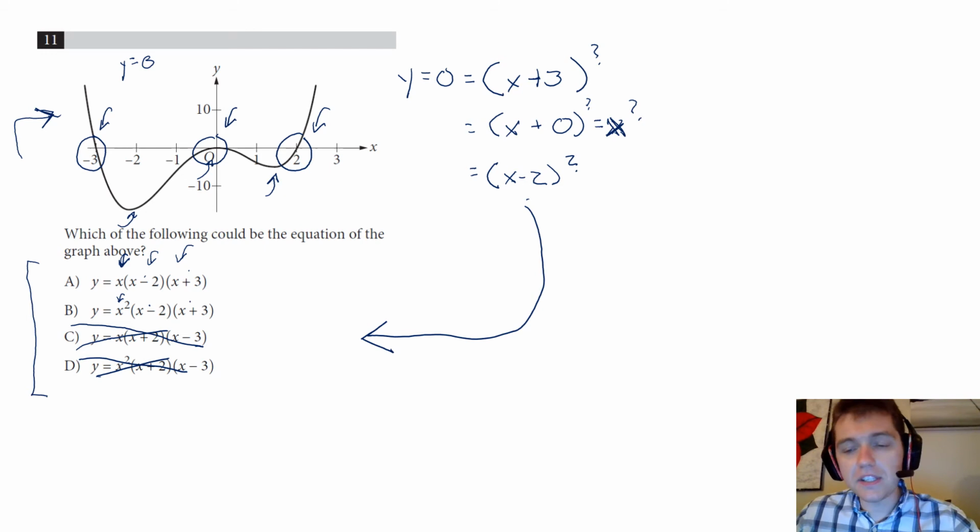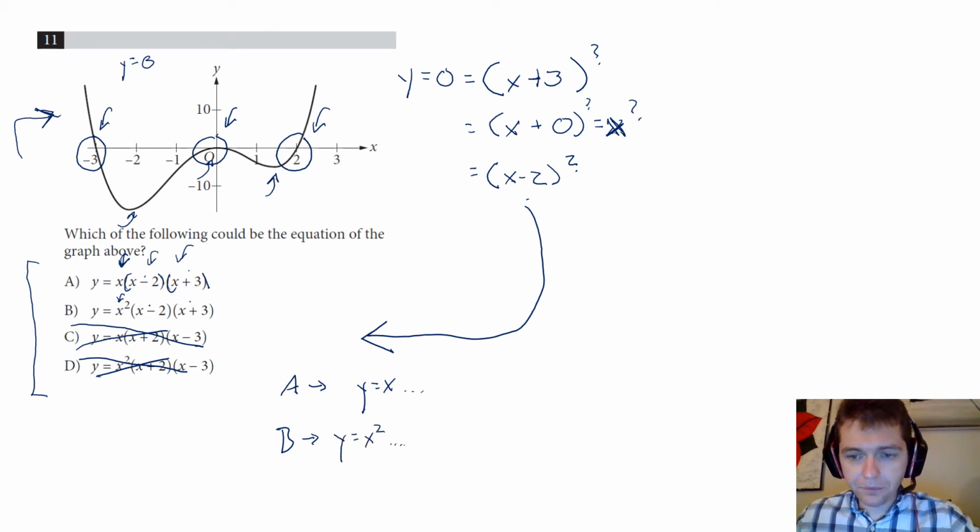Let's take a look at what the difference is between A and B. Disregarding the terms that are the same, this x minus 2, x plus 3 terms, just look at what's different about these. You have y is equal to x in answer A, and then you know the rest of it. And B, you have y is equal to x squared, and then the rest of it. And that's the difference between a line and a parabola. And where this is important is on the negative side, right?